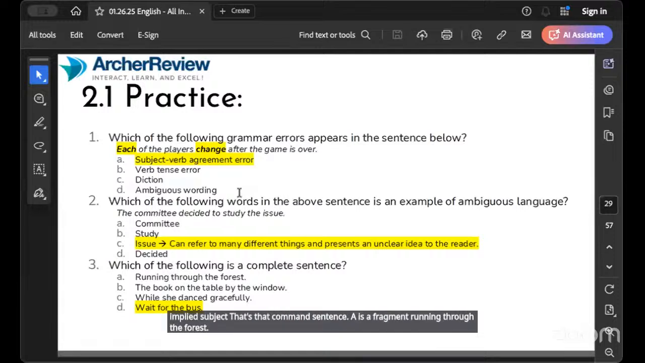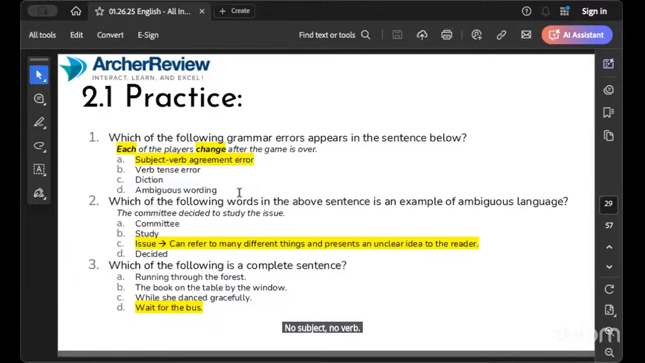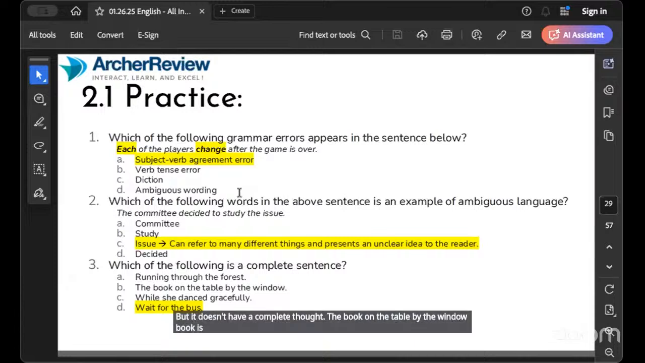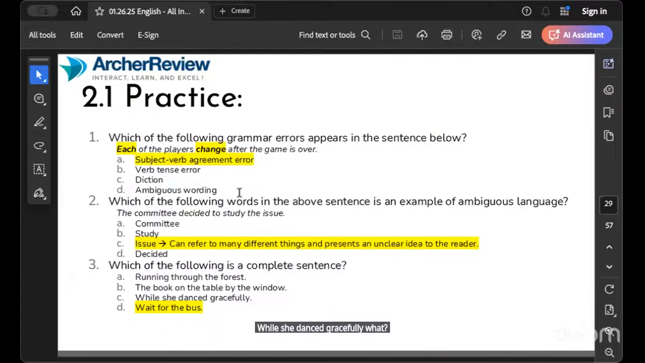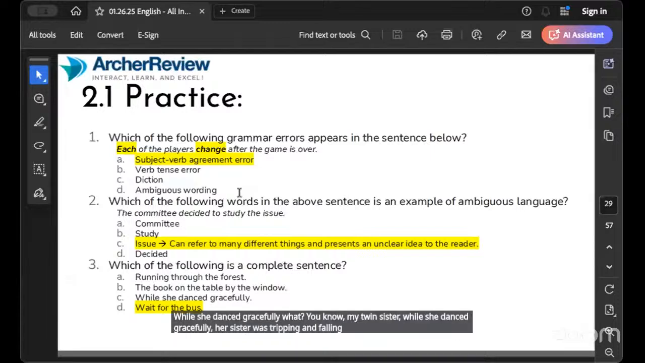A is a fragment: "running through the forest." No subject, no verb. Well, verb, I'm sorry, yes, it's "they are running," but it doesn't have the complete thought. "The book on the table by the window." Book is my subject, but I don't have a verb, and so it does not express a complete thought. "While she danced gracefully." So she is our subject. Danced is a verb. However, it starts with that subordinate conjunction while. While she danced gracefully, what? You know? My twin sister, while she danced gracefully, her sister was tripping and falling. What? We don't know. So D is the correct answer.